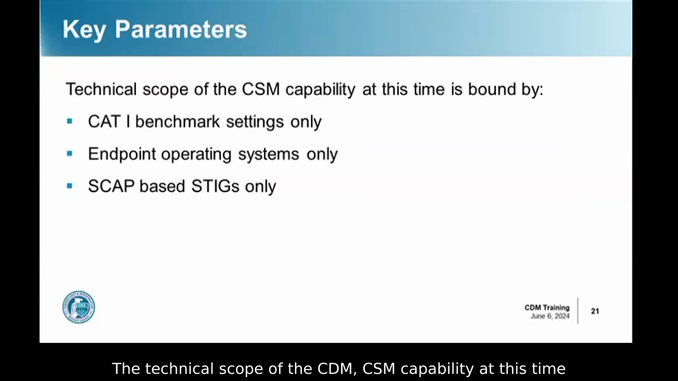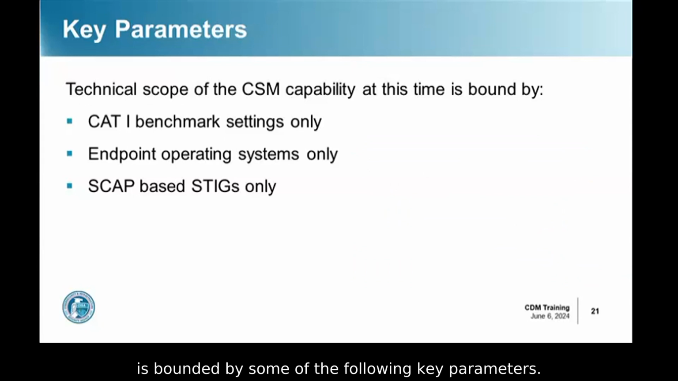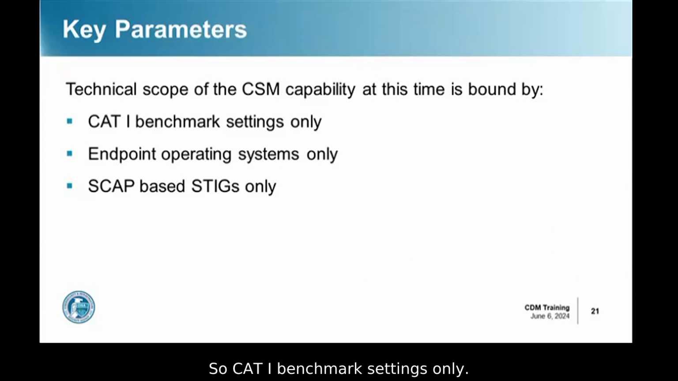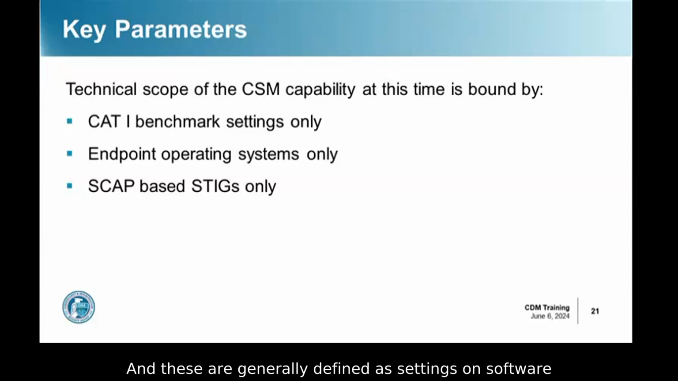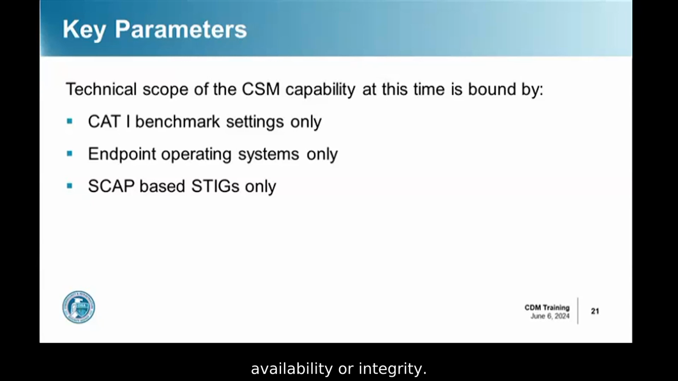So some of the key parameters now, the technical scope of the CDM CSM capability at this time is bounded by some of the following key parameters, and I'll just call these out. So Cat 1 benchmark settings only. It only uses the Cat 1 settings currently because we want to, again, fix the worst first. And these are generally defined as settings on software where deviation from their desired state presents severe, potentially harmful conditions. And again, we're talking about the loss of confidentiality, availability, or integrity. And the base value of any CSM defect is 10 when we're talking about the aware scoring. And this is equivalent to a common vulnerability scoring system, or CVSS, critical score. Okay, so it's the highest score that they assign.